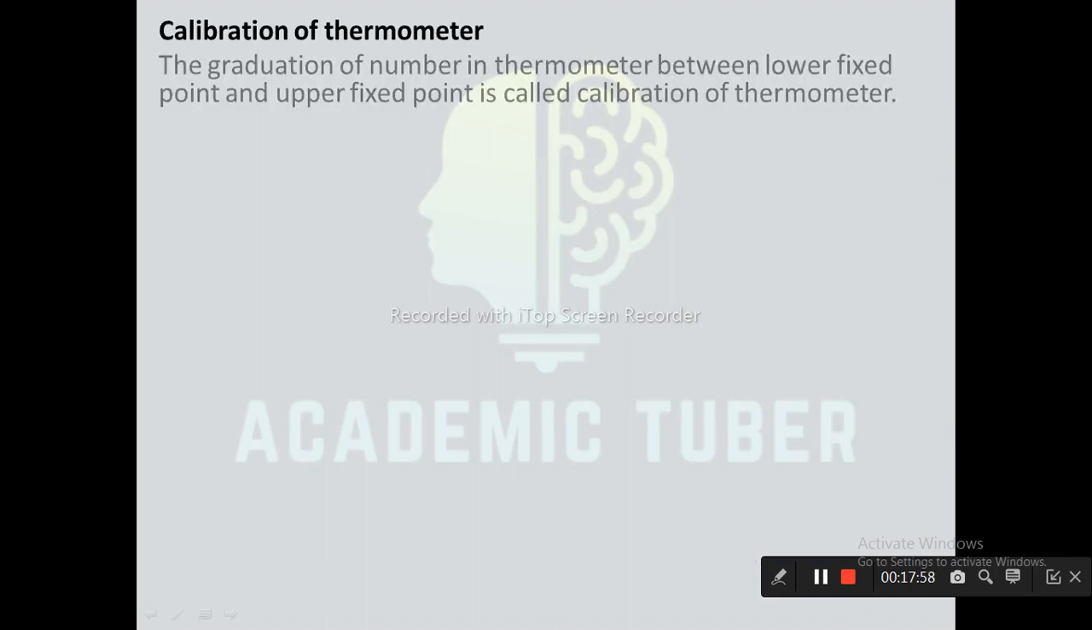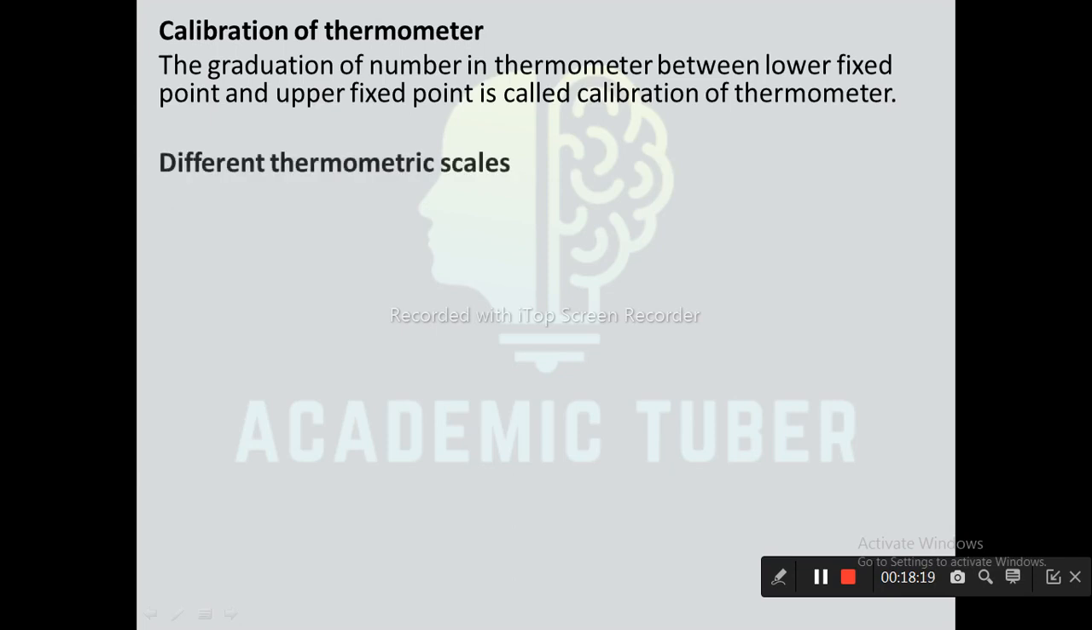Calibration of thermometer. The graduation of number in thermometer between lower fixed point and upper fixed point is called calibration of thermometer. Lower fixed point is the fixed temperature at which liquid starts to freeze, and upper fixed point is the fixed temperature at which liquid starts to boil.